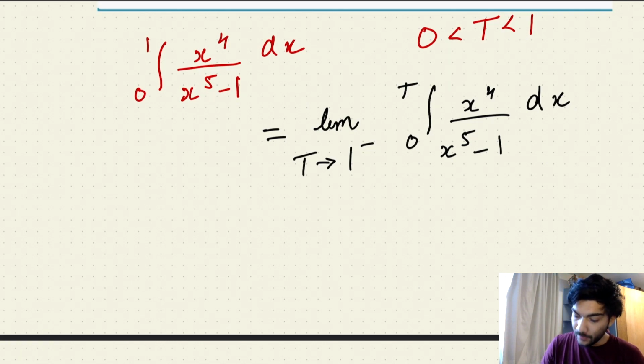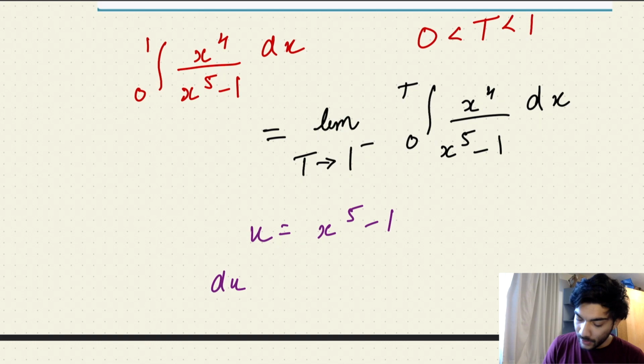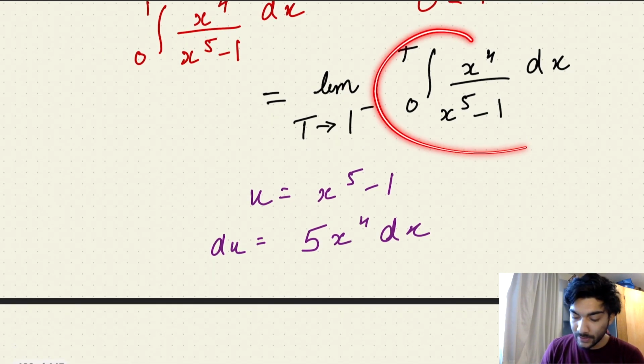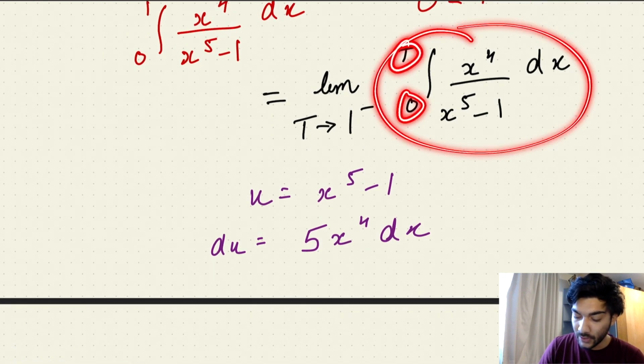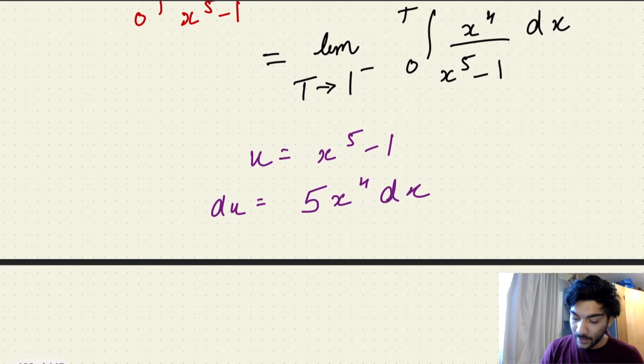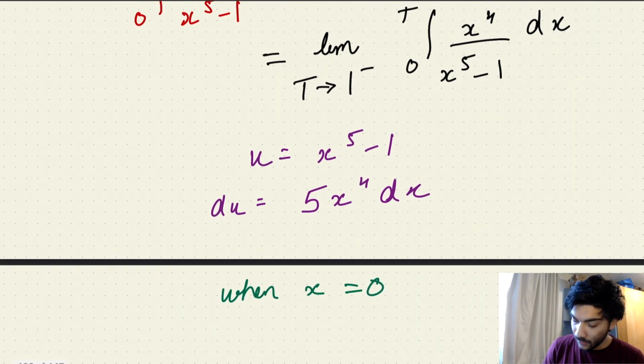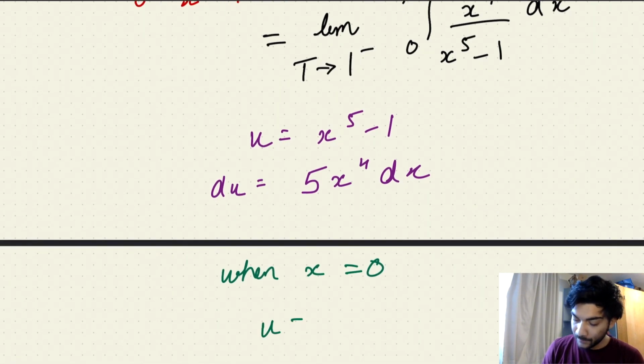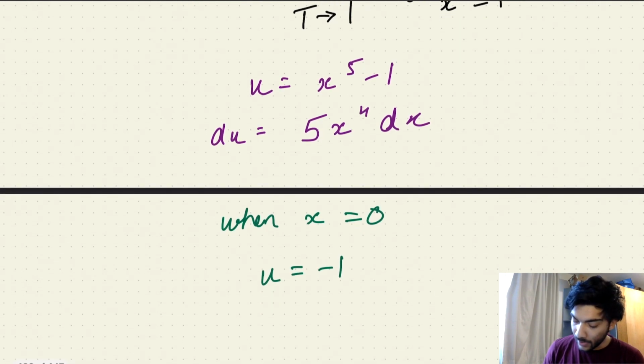So if we assume our u function to be x to the power 5 minus 1, we know that our du would be 5x to the power 4 dx, right? And now we know that since this is a definite integral, we'll have to change the endpoints as well accordingly. So when our x is equal to 0, which is our lower endpoint, our u is equal to minus 1, right?